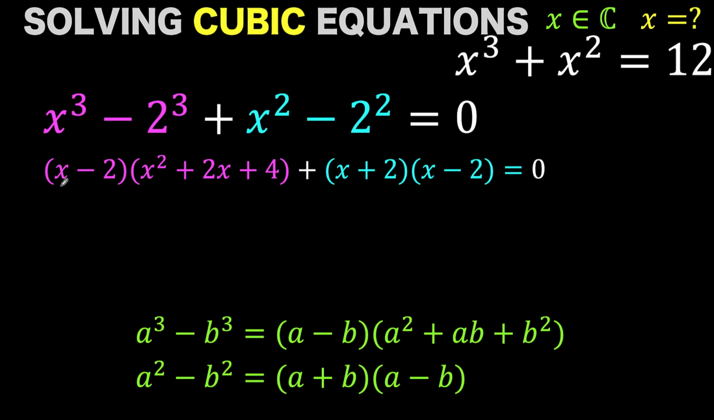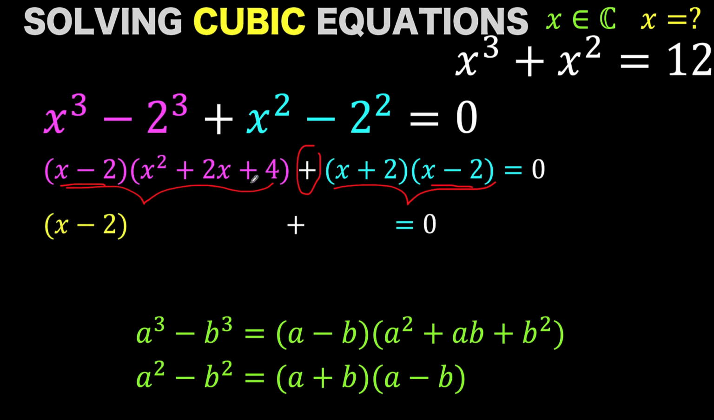Next, notice that x minus 2 and x minus 2 are common factors. We have here two terms. This is the plus sign. This entire part here is considered as one term. This entire part here also is considered as one term. And these two terms have a common factor, x minus 2 and x minus 2, which we can factor out. So this pink product divided by x minus 2 would result to x squared plus 2x plus 4, because x minus 2 divided by x minus 2 is 1. So what's left is this part here.